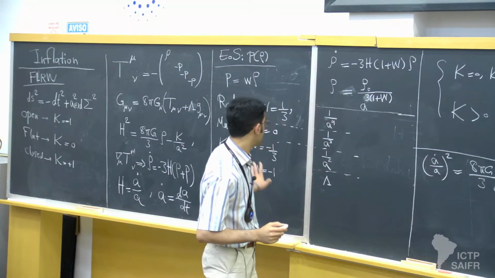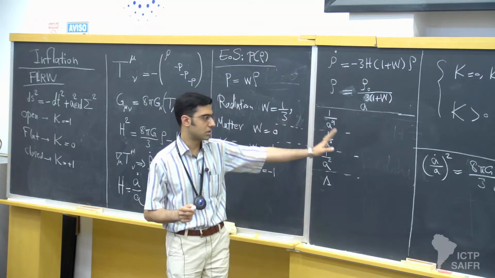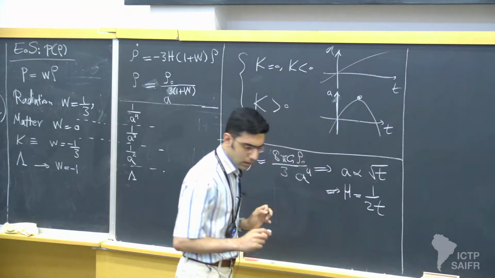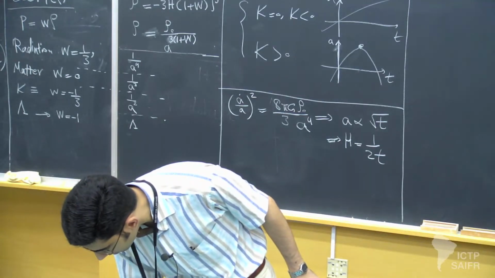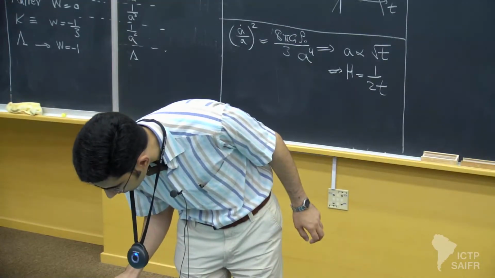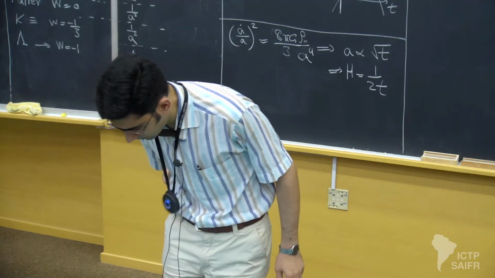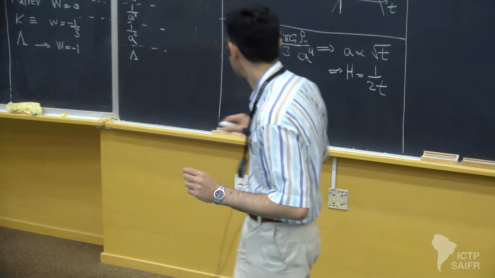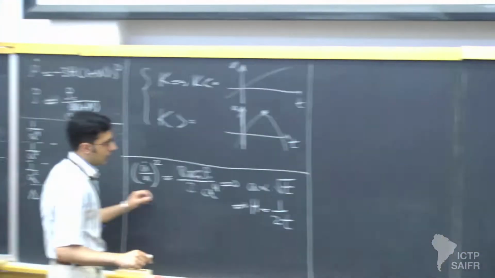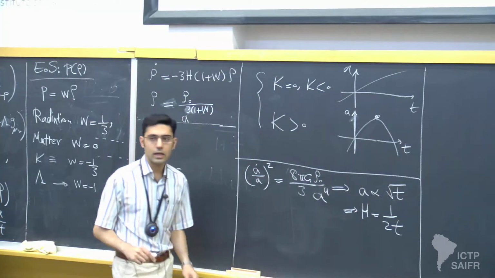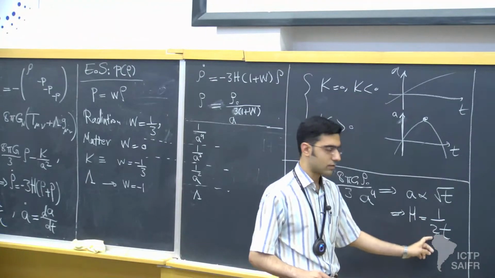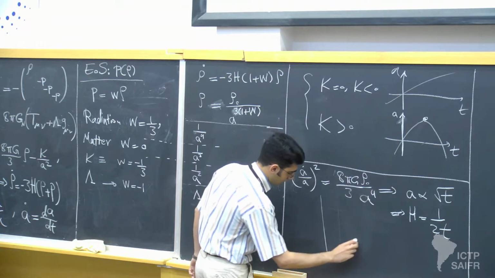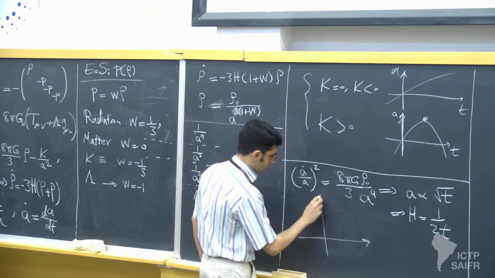In general, for any w, if we have only one single w, we can solve this equation very easily. We get similar behaviors. Actually, let's see if we need it. Maybe we don't need it for general w. Okay, let's first focus on radiation dominated. So what does this tell us? We have the scale factor that goes as the square root of t, and H, the Hubble parameter, that goes as 1 over 2t.